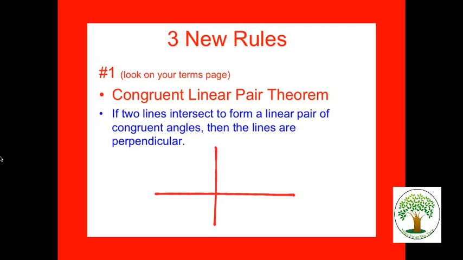And that is exactly what the theorem said. It said that if two lines intersect to form a linear pair of congruent angles, if these are congruent, it has to be perpendicular. I'm going to do some different colors so I can write that better. Congruent, it must be perpendicular. Okay?